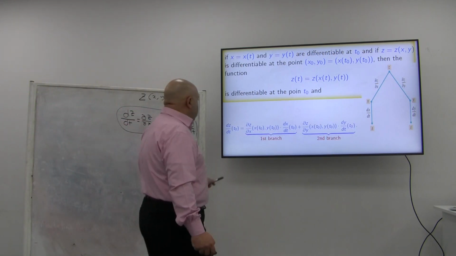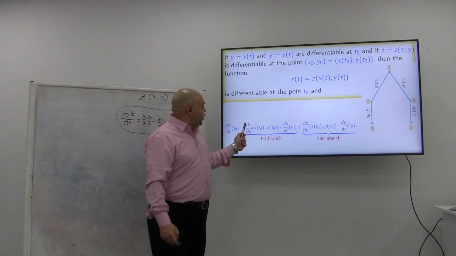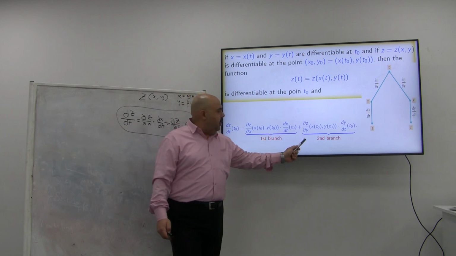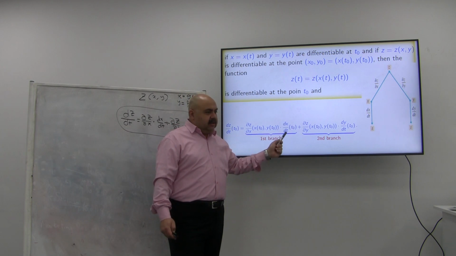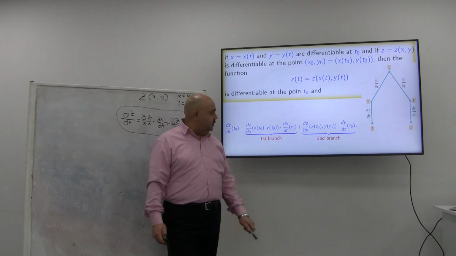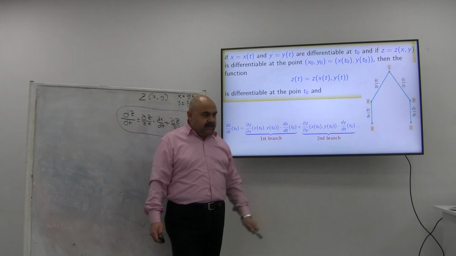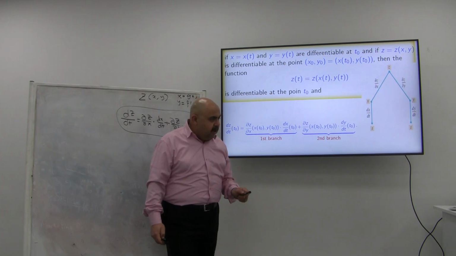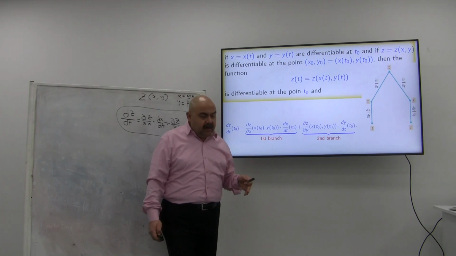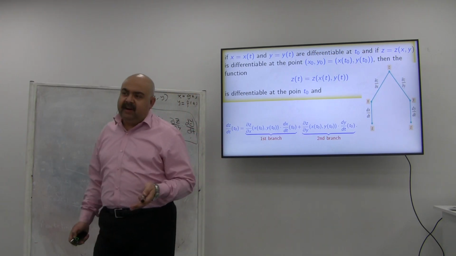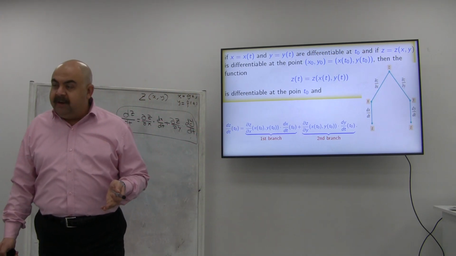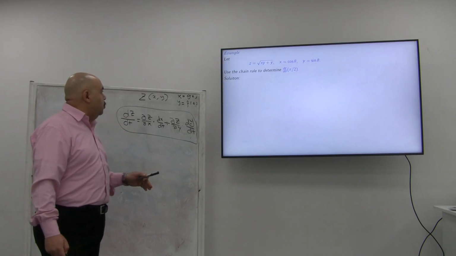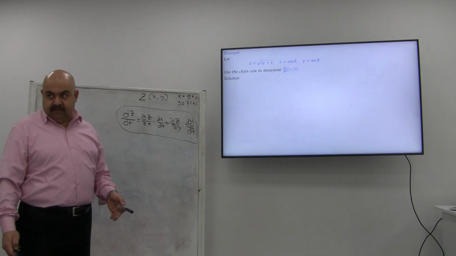And here we go. That's the derivative of z with respect to x, the derivative of z with respect to y. Then I will multiply dx by dt and dy by dt. That's the first branch, and that's the second branch. What if the function x by itself is a function in several variables? So I'm getting z as a function in several variables, and also x as a function in several variables.